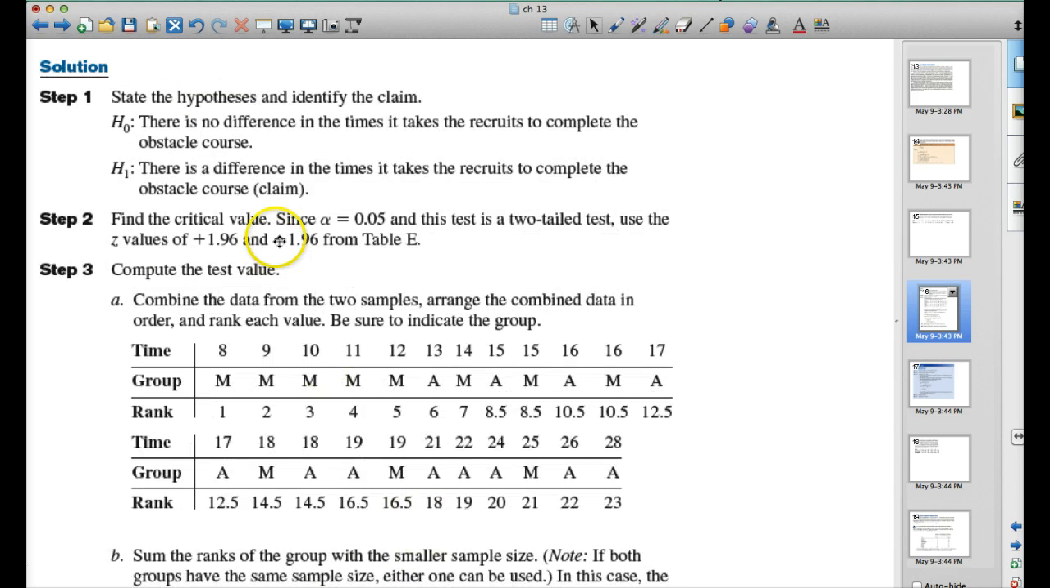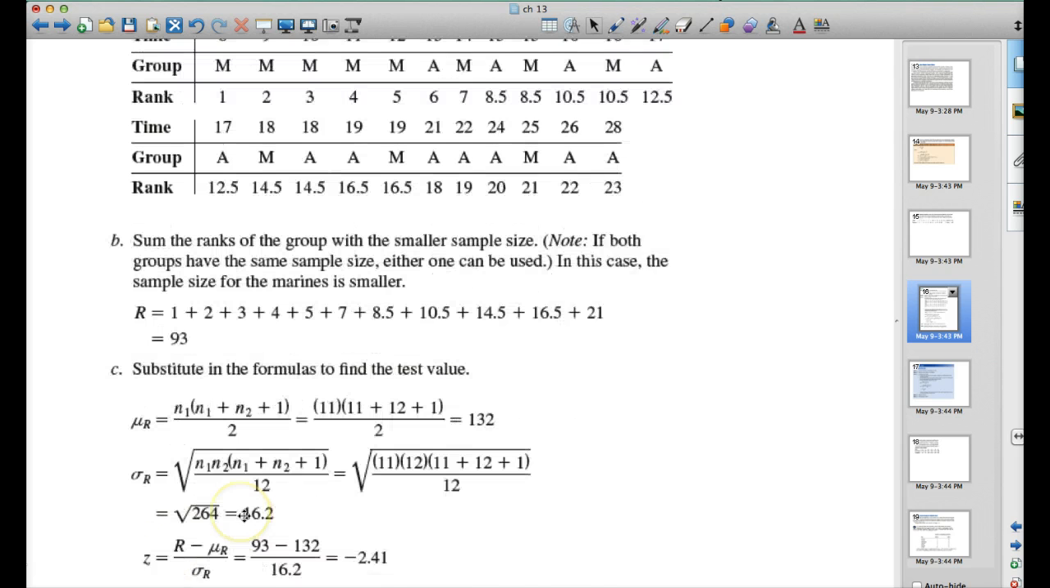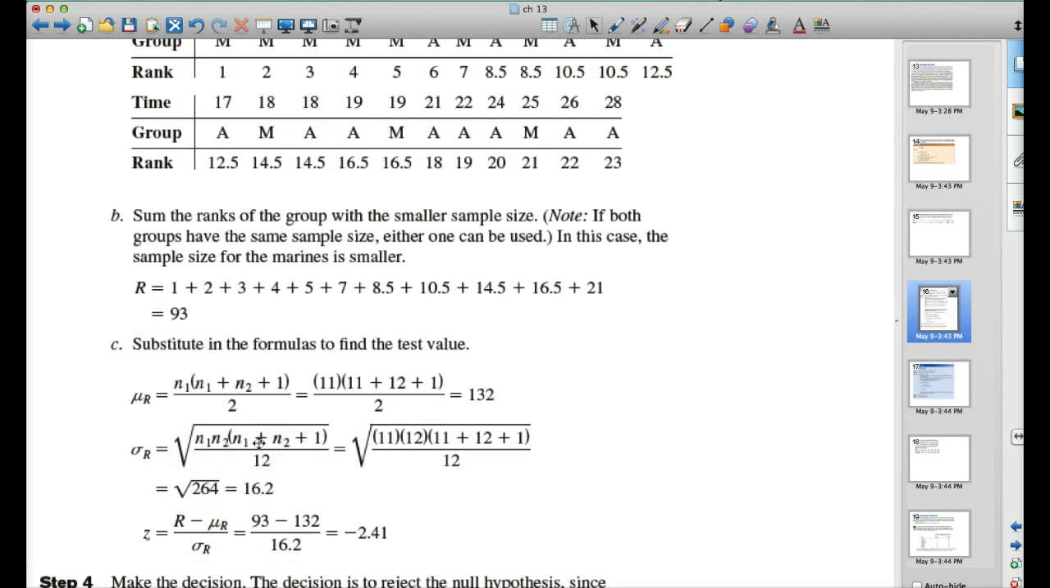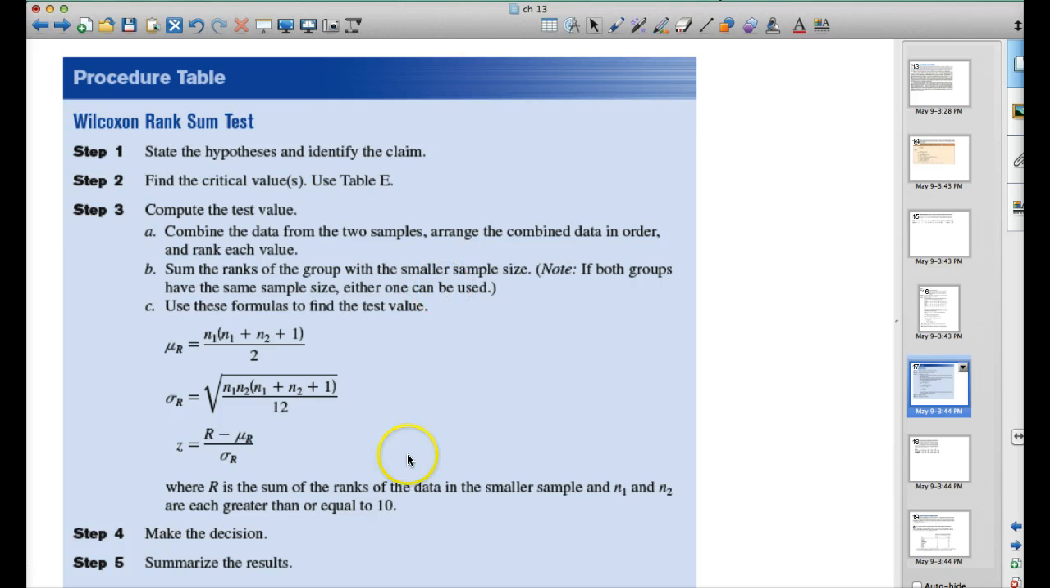So if we look through here, we stated the hypotheses. There is a difference. Found the z values from the tables. Combine the table values in order. Sum of the ranks. Found the mean. Found the standard deviation. We'll come back to these formulas. And got our answers out. So that's what this summarizes with our formulas and everything.